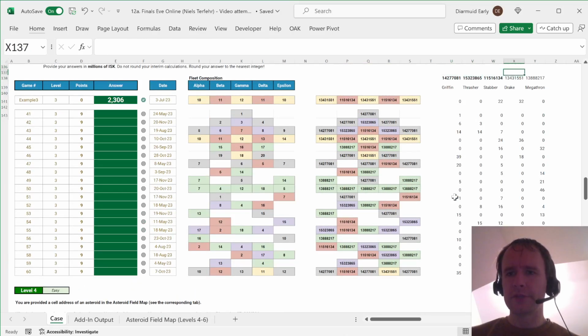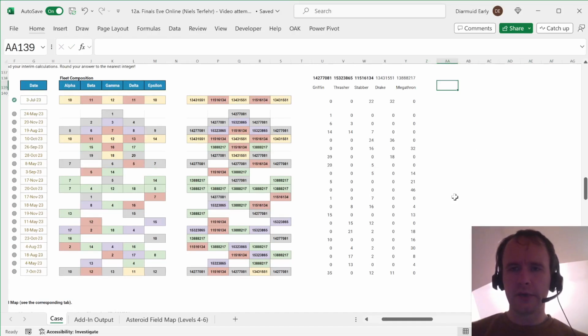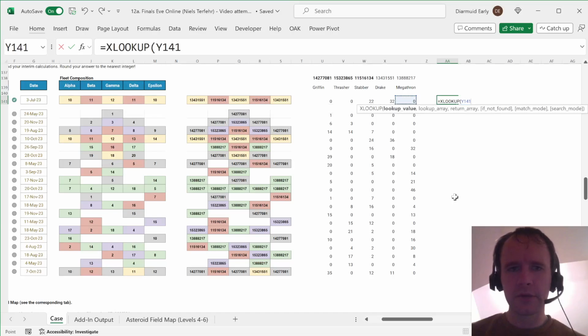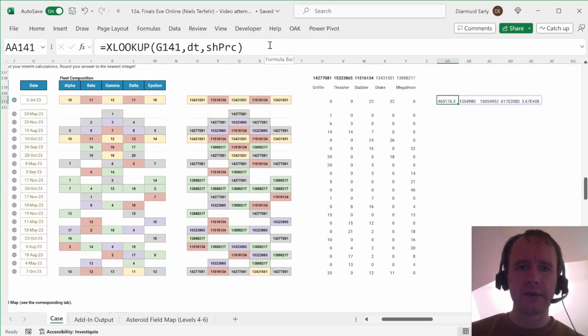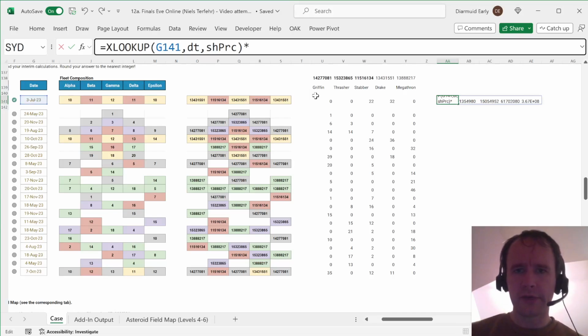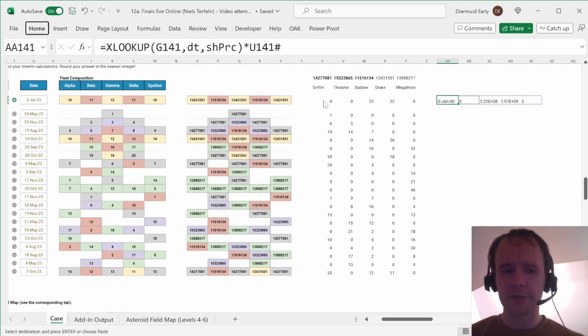And then we just need to price each of those ships. And we will do that by saying xlookup this date in DT, which is my list of dates, returning from ship price, which is my list of ship prices, and that's in ISK. So that number of ISK times this number of ships gives me total number of ISK per ship. I don't know why it changed the format there, that's kind of annoying.